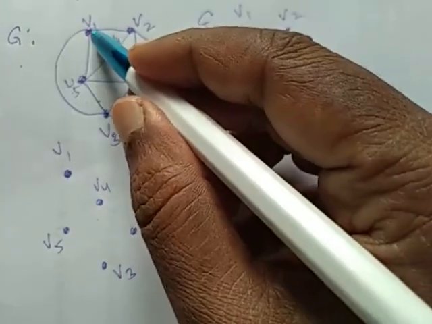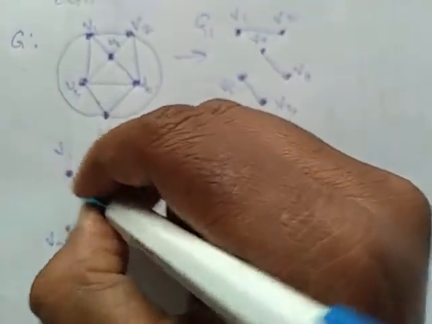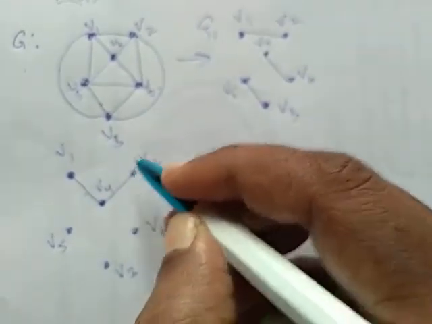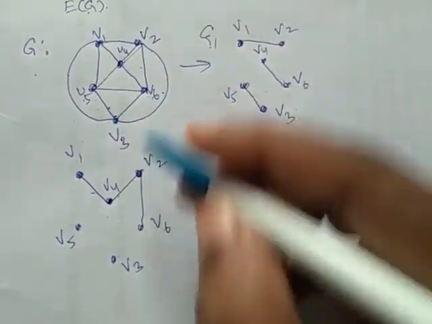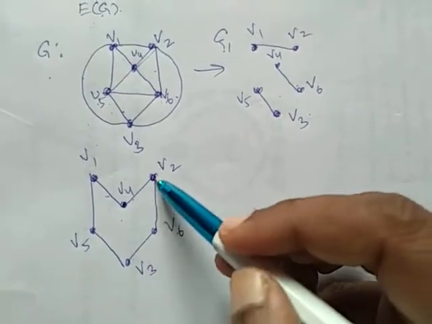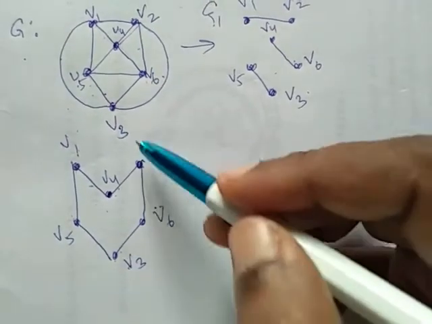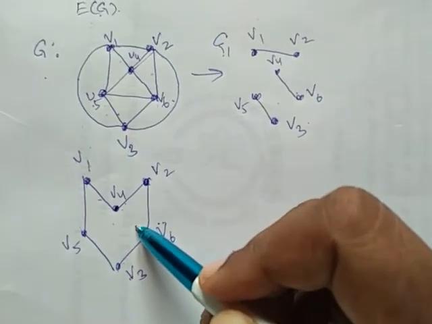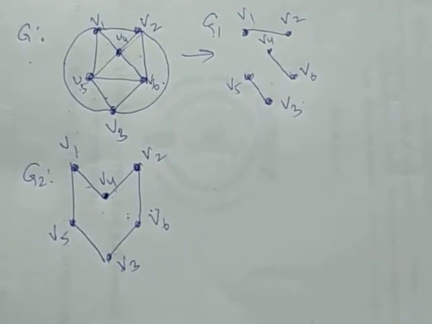So if I consider this edge, the degree of this vertex is 2. So if I consider this edge again, the degree of this vertex is 2. If I consider this edge, so if I consider these edges, every vertex has degree 2, and all the vertices are present here. So this is a spanning two regular subgraph of G. So G2 is a two factor of G.